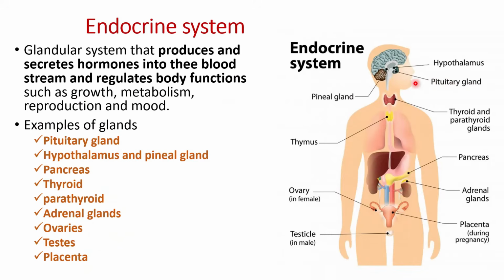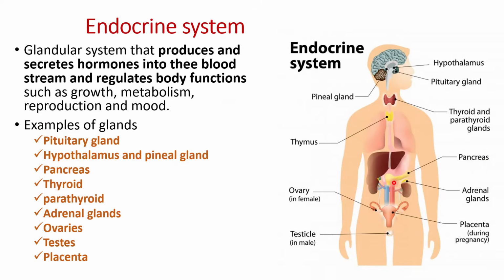Some of the examples of glands that we need to know: we have the pituitary gland, which is a master gland. Then we have the hypothalamus. We have the pineal gland on the posterior aspect of the hypothalamus. We have the thyroid and parathyroid glands in the neck region. In the thorax, superior mediastinum, we have the thymus.